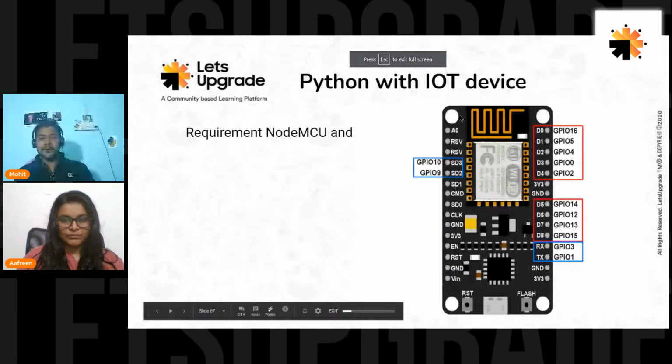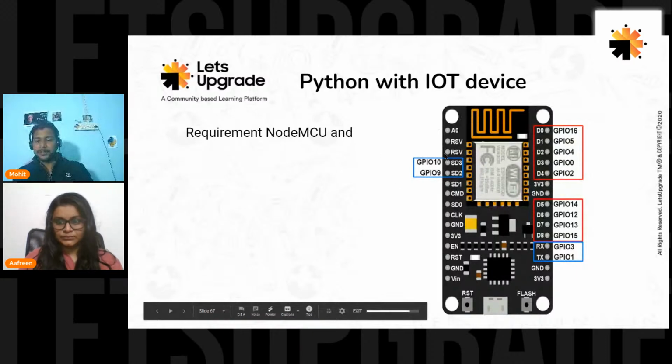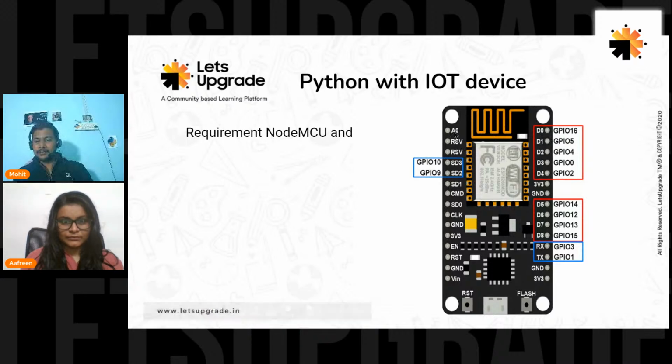So this is the NodeMCU structure, or you can say its circuit design. It contains some pins, a lot of pins you can see here. Mainly, whenever you see a device, this device takes the data.